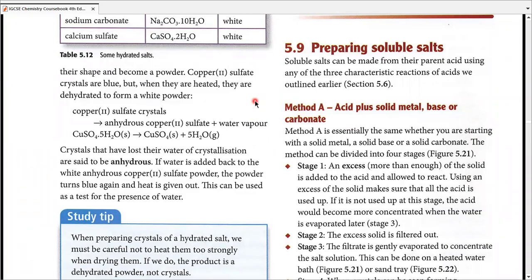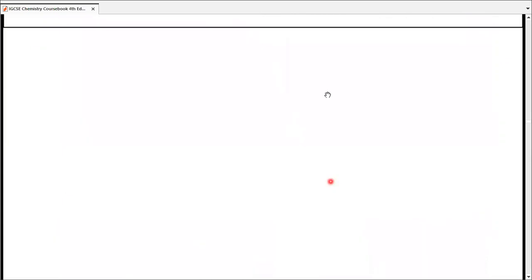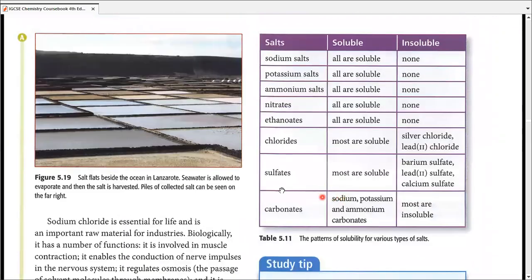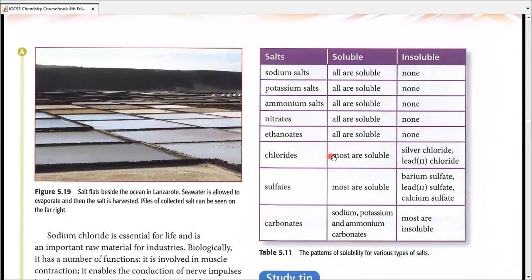Okay, the next part, 5.9, is actually all about preparing salts. Since salts are both soluble and insoluble, remember our table on page number 137. This entire big table is very important to remember which salts are soluble and which salts are insoluble.